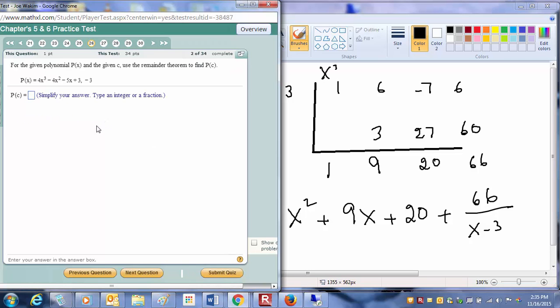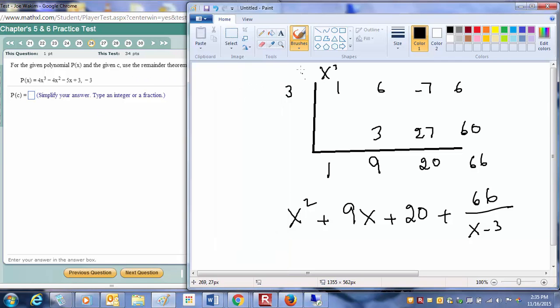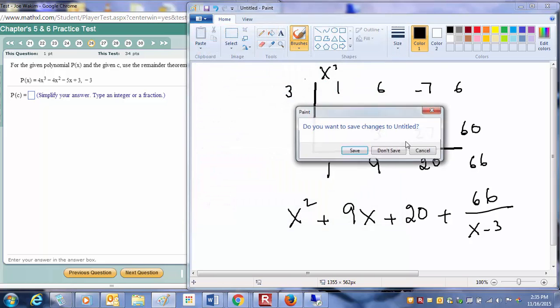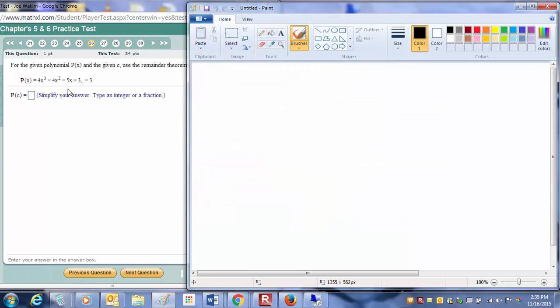For the polynomial p of x and the given c, use the remainder theorem to find p of c. So how do you find the p of c? We are given that p of x equals 4x cubed minus 4x squared minus 5x plus 3. We're going to find the remainder by substituting x equals negative 3. So let's find p of negative 3. That way we can find the remainder of the division of this whole polynomial by x plus 3.